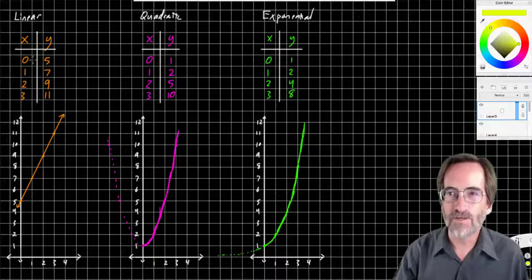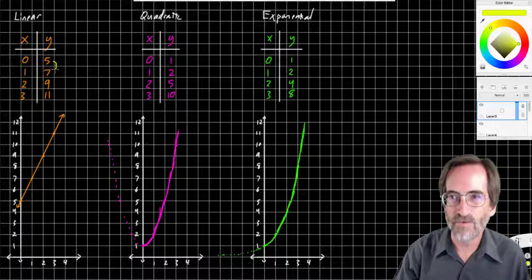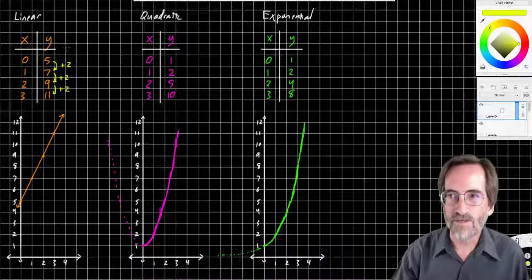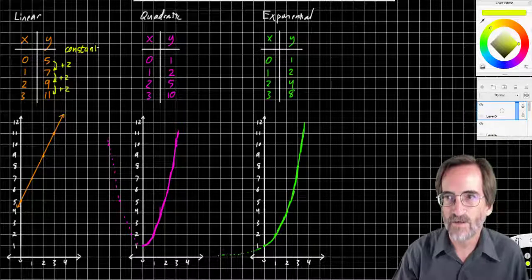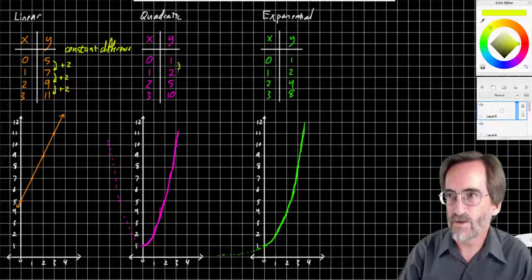Look at the differences. If the x's go up in a constant fashion, 0, 1, 2, 3, examine the first differences between the y's. From 5 to 7 is up 2. From 7 to 9 is up 2. From 9 to 11 is up 2. So notice for linear, the difference is constant. That's common or constant difference. The first difference is constant. They're all 2.